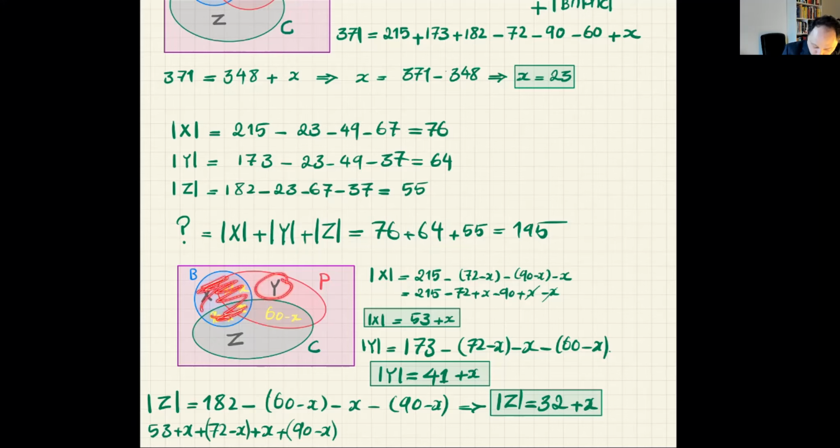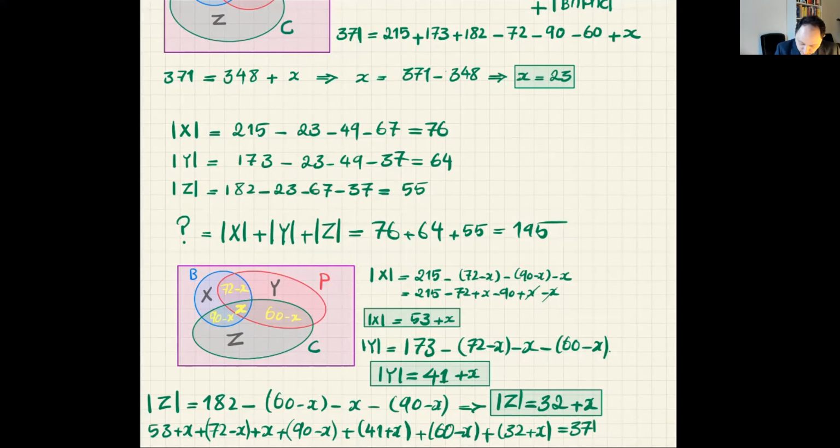I have the cardinality of Y, which is 41 plus X. So this becomes 41 plus X. And then what is left? Only this one is left. Do you remember? Because I calculated all of them before. So 60 minus X is left. And then plus, what is left for me is the cardinality of Z, which is 32 plus X. This is supposed to be 371.